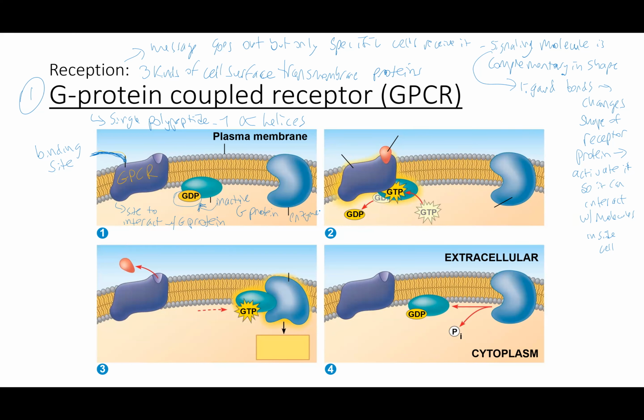So that's the setup. Step 2 is showing you what can happen. We've got our signaling molecule coming in, and it's going to bind to that receptor site. When a signaling molecule binds, what does it do? It's going to change the shape of that protein, the GPCR, and that's going to make it activated. So it's now activated.